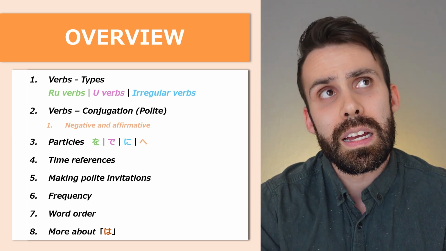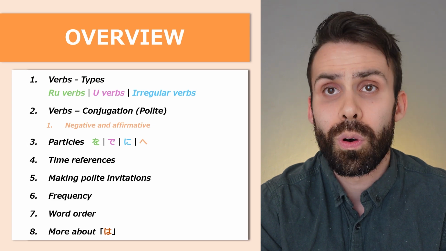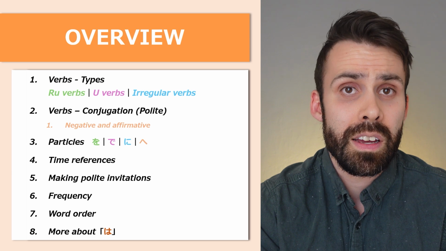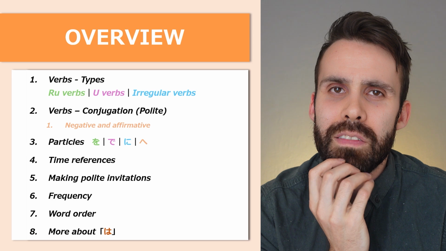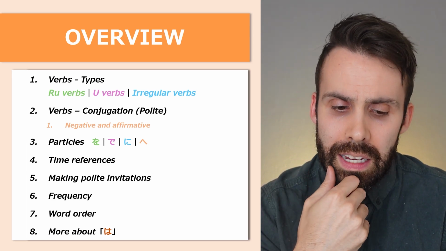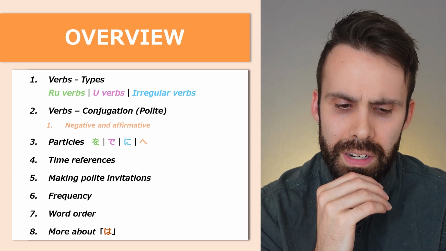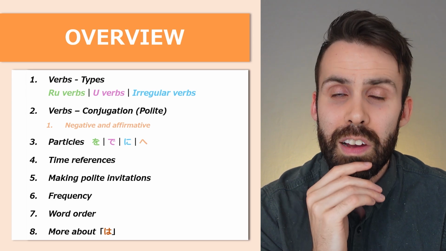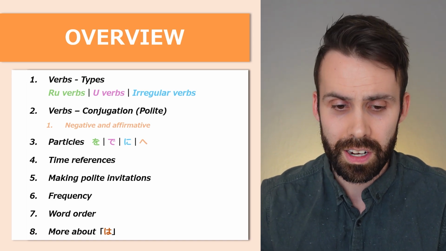Even though we haven't learned the past tense yet, that isn't until lesson 4. So we're going to have to wait a while until we can talk about what happened yesterday. But yeah, then we're going to take a look at making polite invitations before moving on to frequency, how often we do something, and then word order, just a little bit about word order in Japanese, before finishing off with a little bit more about the wa particle, which we have been using up to this point quite frequently. So let's just get into it.